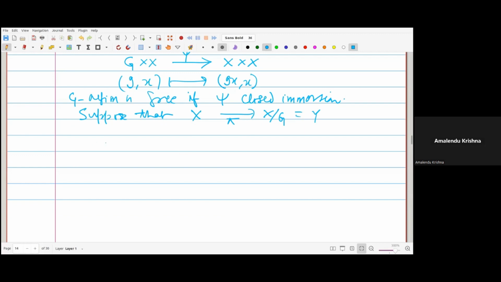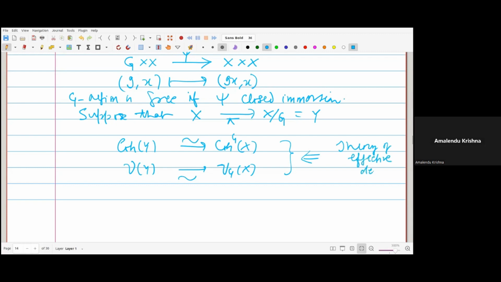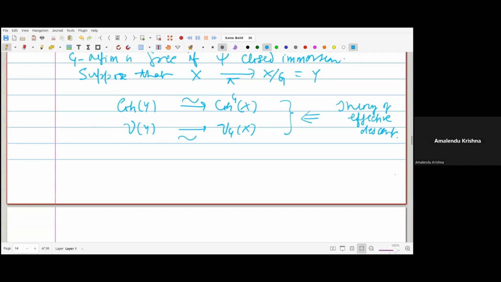Then it turns out that you have this map: coherent sheaves on Y to G-equivariant coherent sheaves on X. Similarly, vector bundles on Y to G-equivariant vector bundles on X. The point is that these are equivalences of categories. How do you prove this? This is what we call the theory of effective descent in algebraic geometry, just the descent theorem. In particular, K_G of X is nothing but the ordinary K theory of Y, and G_G of X is just the ordinary G theory of Y.